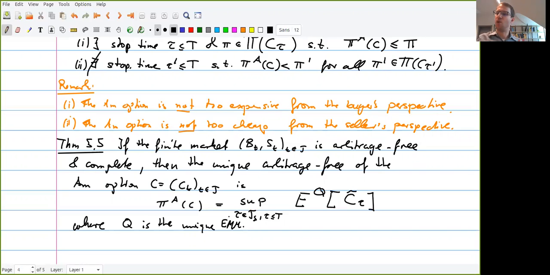This is the goal for next week. In order to prove this theorem, to understand that this is the arbitrage-free price of the American option C, and also to find what is the optimal way to stop an American option, we need to understand this stopping problem better. We also want to find the optimal stopping time for the buyer.